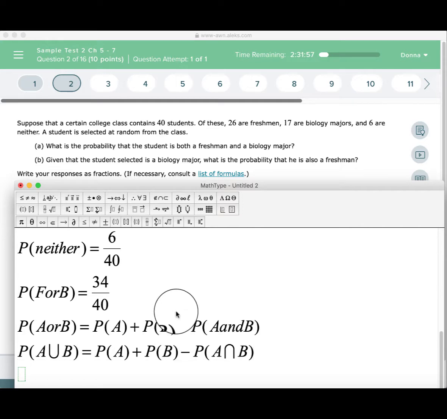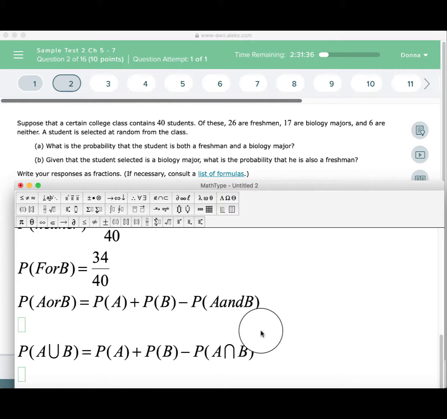In our problem, we're asked to find both freshmen and a biology major. So we are really after this expression, the probability of A and B. And it turns out an equivalent way of expressing the probability of A or B, equal to the sum minus the overlap, could also be represented this way: the probability of A and B is equal to the probability of A plus the probability of B minus OR.